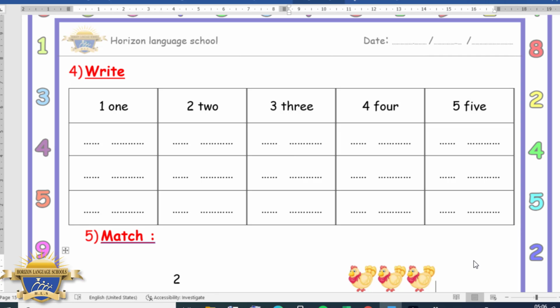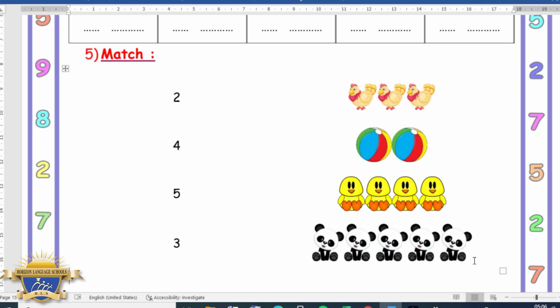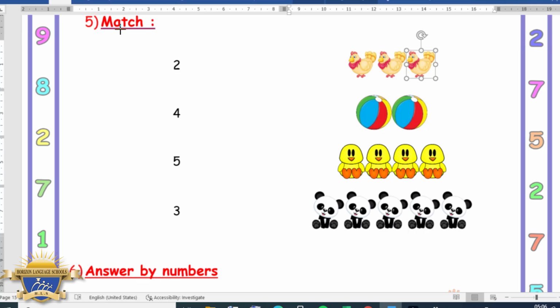Now let's see what comes next. We have to match. Now I want to match or join the number with a suitable number of objects. Let's see. Let's count. 1, 2, 3. Where is the 3? Yes, here it is. So I will now match the 3 objects with 3.